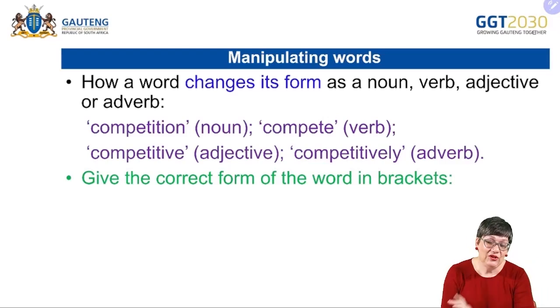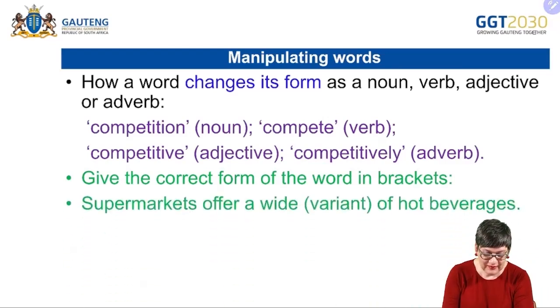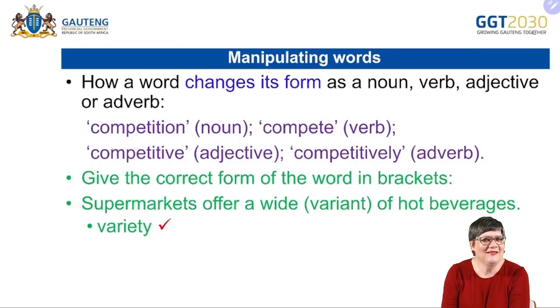So let's try this. In the exam, the question would look something like this. Give a correct form of the word in brackets. Supermarkets offer a wide variant of hot beverages. So obviously variant you have to change or manipulate to fit into our sentence. Did you get the answer? No, I'm sure you did. Variant becomes variety. And there's your answer. If you got variety right, and please note the spelling, V-A-R-I-E-T-Y, then well done to you.